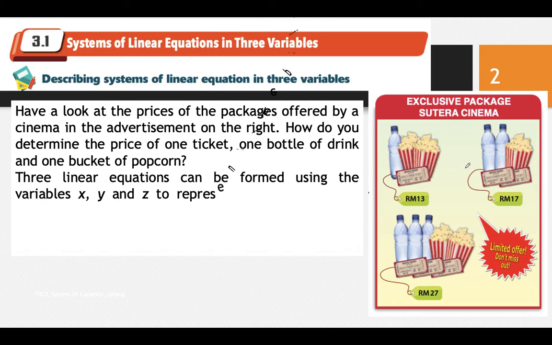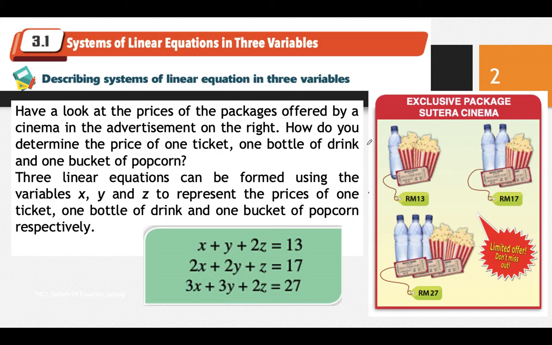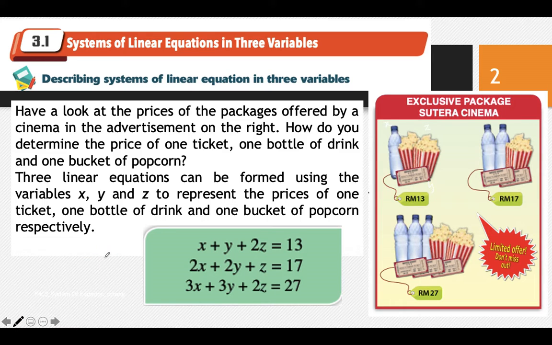So three linear equations can be formed using the variables x, y, and z to represent the prices of one ticket, one bottle of drink, and one bucket of popcorn respectively. For example, let x be a bottle, the popcorn is z, the ticket is y. So one bottle x and one ticket y and two popcorn, 2z, total is 13 ringgit.